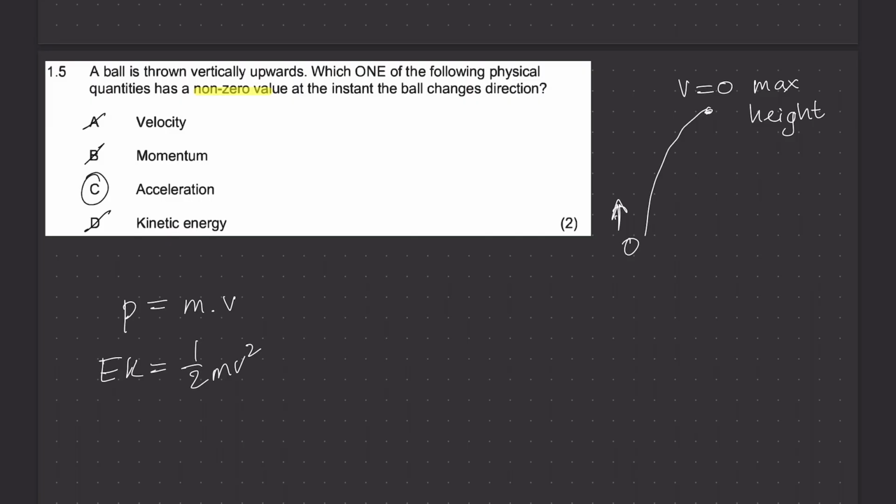And this is something also it will be beneficial to remember, that for any free-falling object, or an object that's in free fall, or a projectile, the acceleration is always going to be 9.8 meters per second squared down. Always.